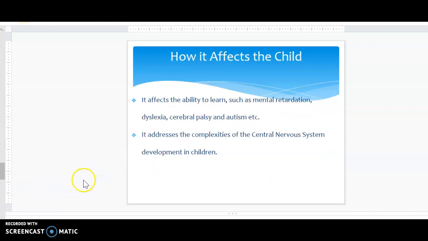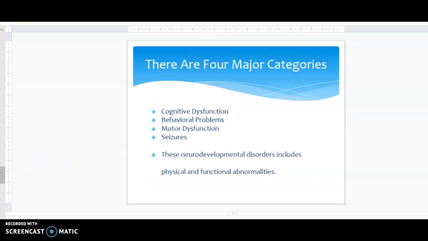How does it affect the child? It affects the ability to learn, such as mental retardation, dyslexia, cerebral palsy, and autism. It addresses the complexities of the central nervous system development in children. There are four major categories: cognitive dysfunction, behavioral problems, motor dysfunction, and seizures. These neurodevelopmental disorders include physical and functional abnormalities.